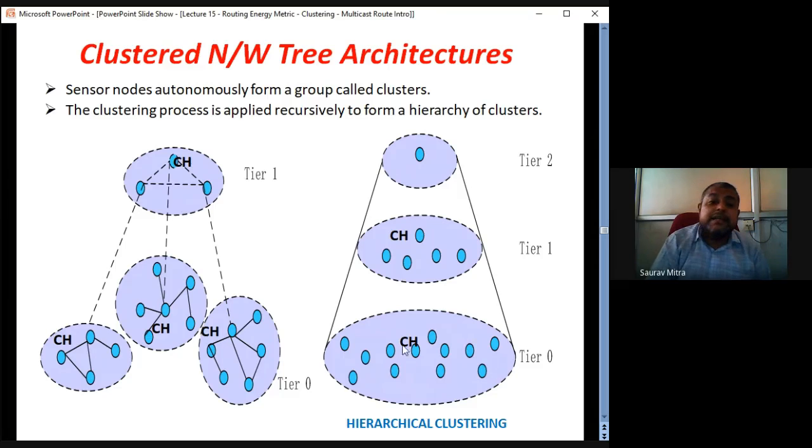There is another type of clustering. Many sensor nodes form one bigger cluster. One cluster head is there. All the information from this goes to the upper tier. So this is tier 0, tier 1, tier 2. Tier 2 is maybe the prime minister. This is the prime minister, this is the cluster of all the chief ministers, and then this is the cluster of all the common people, and the chief minister is also a part of it. So this is hierarchical clustering.